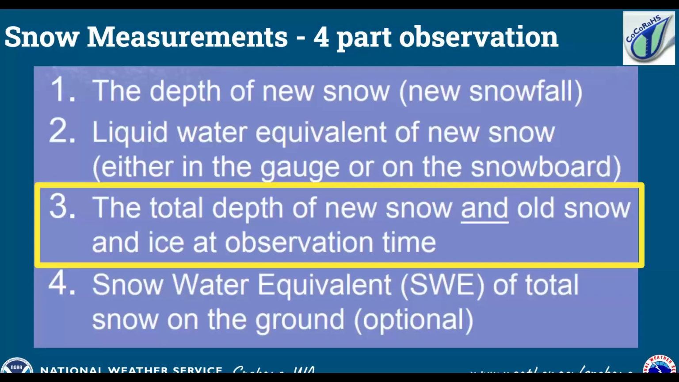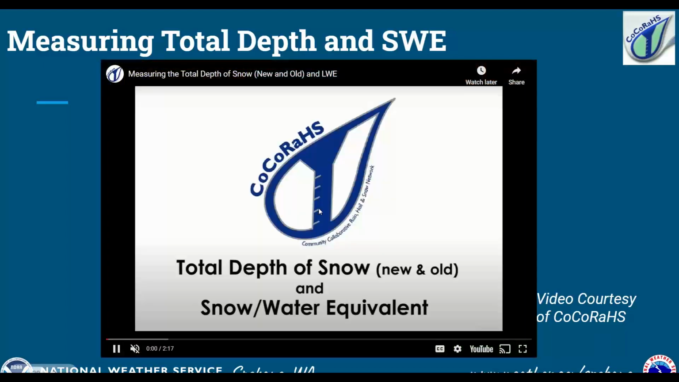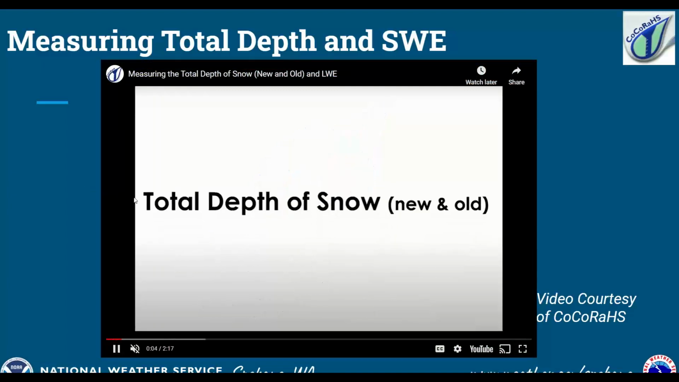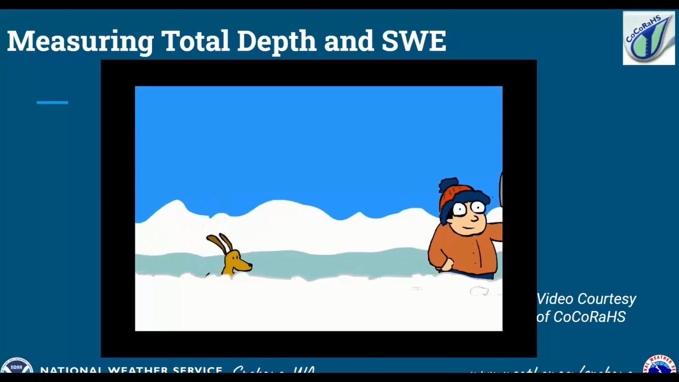Okay, the next step is called the total depth of the new and old snow at the time of the observation. So the total depth is the old and the new together. So here is a little video to kind of talk about what this is, new and old together. So we don't really need the rain gauge for this.